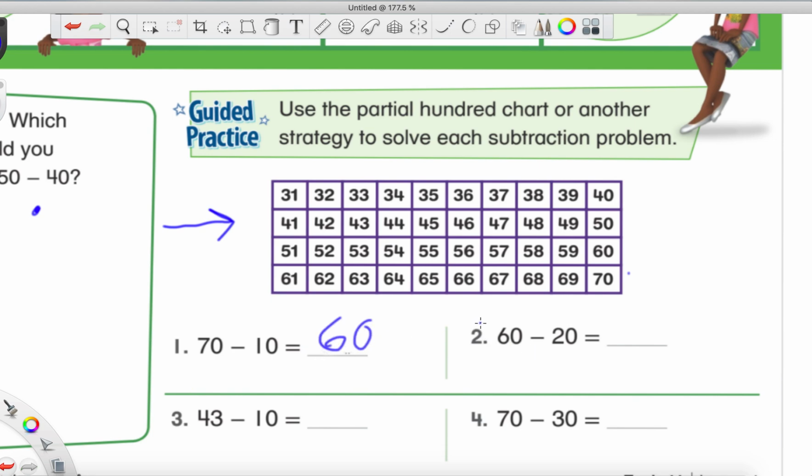So go ahead and try number 2. Again, use any method you want. There is no wrong way to do this. So you can use the 100 chart, you can draw a picture, you can use some mental math, whatever works for you. Give you guys a quick moment.